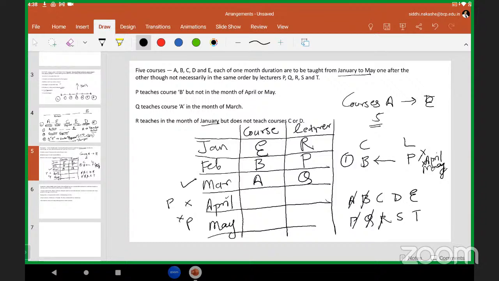And now what other conditions do we have? That P won't teach in the month of April and May, and Q teaches course A in the month of March, done, and R teaches in the month of January but does not teach C or D. So now for the final lecturers we have two options, S and T, and they can either teach C or D, and C or D.